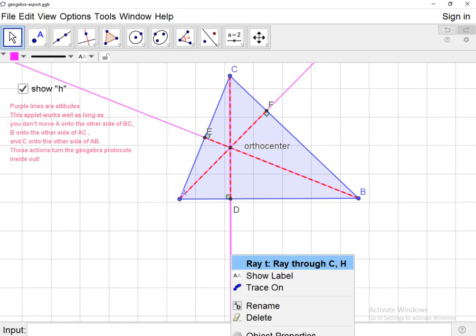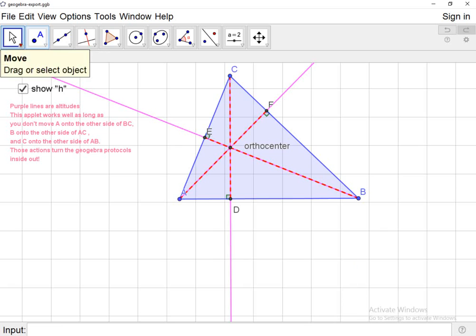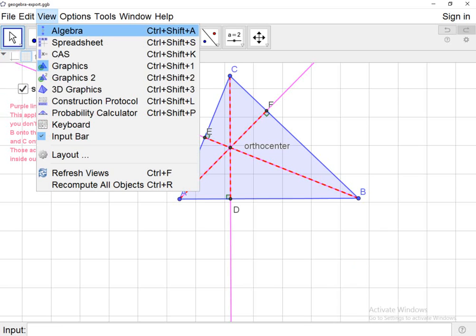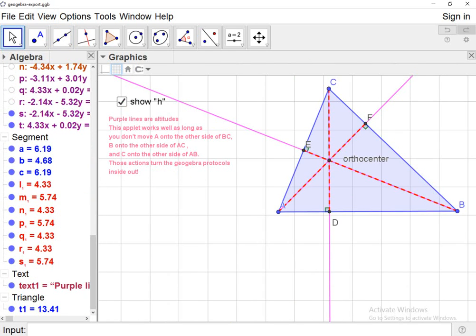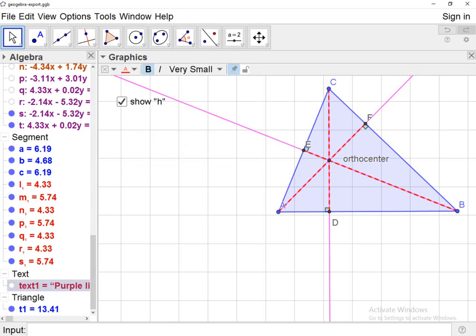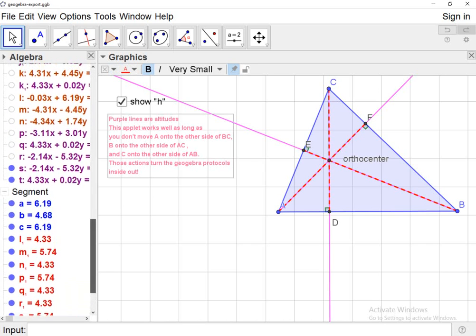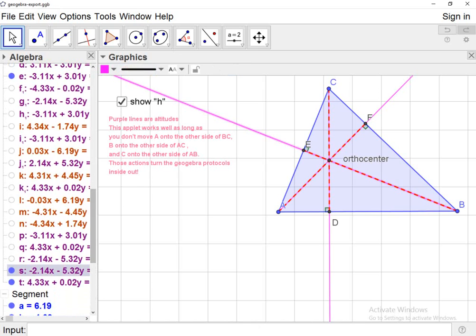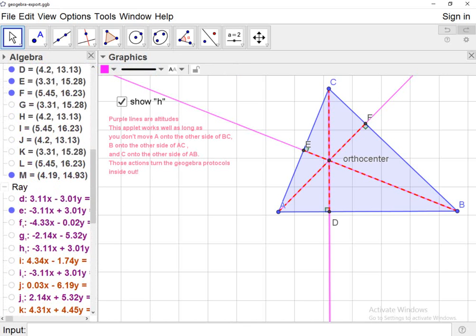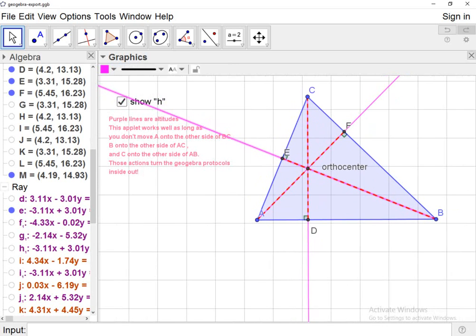I want to get rid of this, show, I want to go through. Well, I can't get rid of that purple color. Maybe I can make it white. Yeah, close enough.